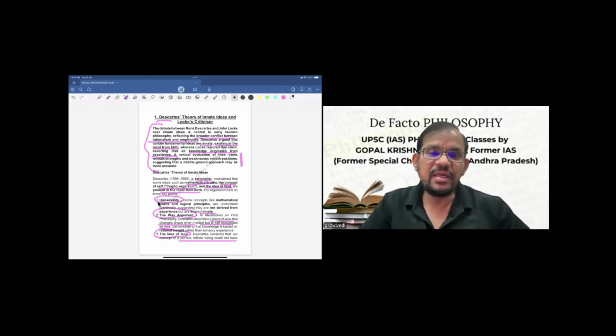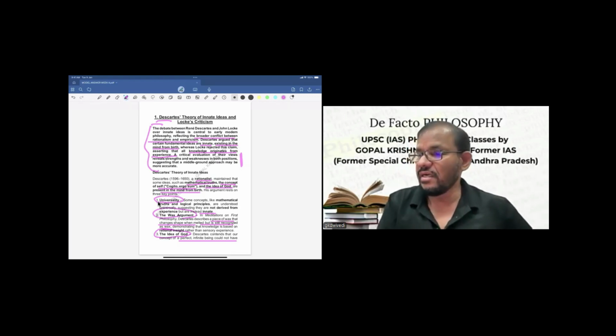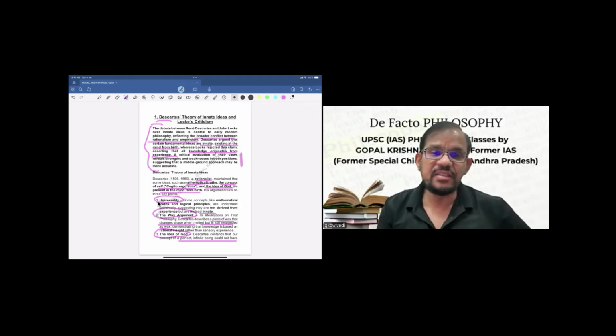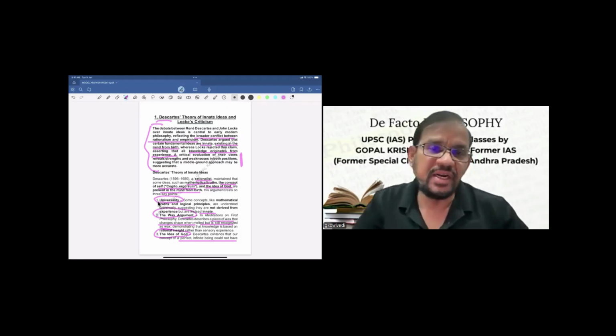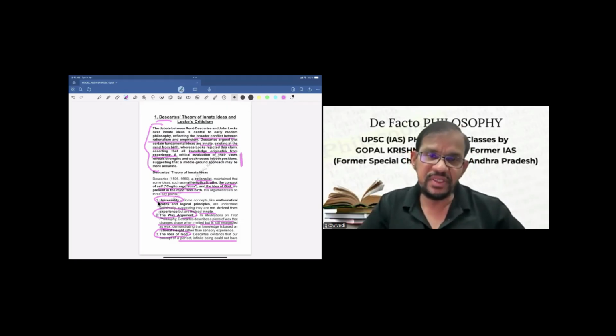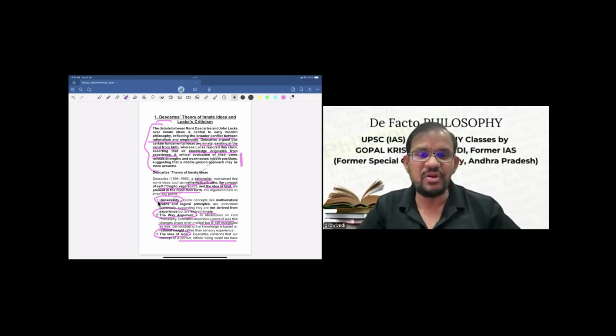Particularly, they are opposite to each other as far as theory of knowledge is concerned. Because one says that knowledge originates from experience, that is empiricism. The other says that knowledge is already existing in the mind, that is, ideas are innate. So these are two diametrically opposite schools of theory of knowledge, or schools of epistemology in philosophy. Now, what is actually Descartes?